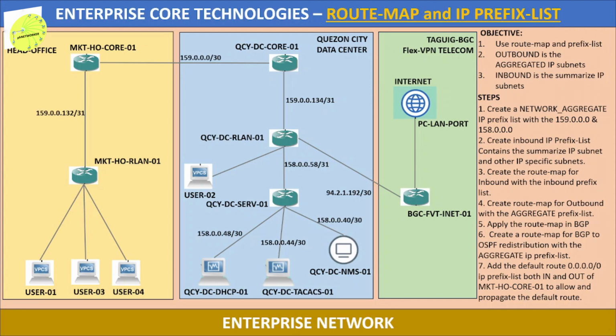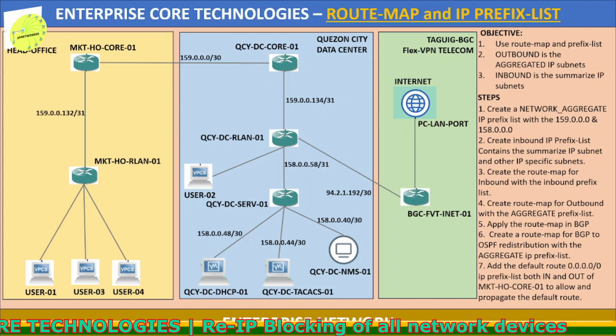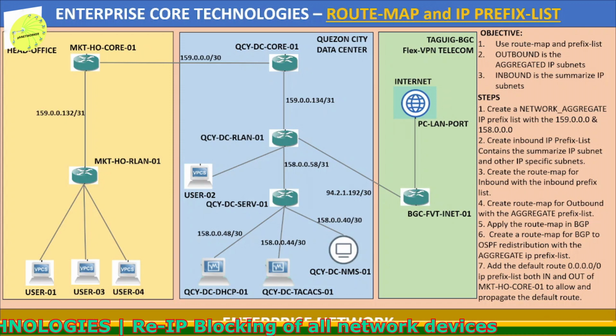In this video, we are going to do the route map and IP prefix list and apply them to our core routers. In my previous video, I planned to do the transition to a three-tier network architecture, but during the transition, route map and IP prefix list will play a crucial role in the manipulation of traffic going out and incoming to the network.